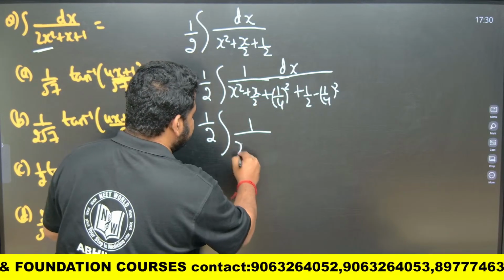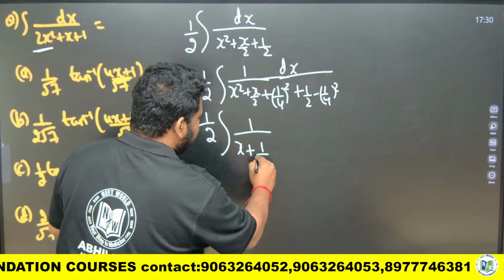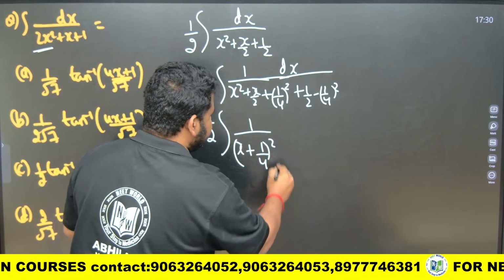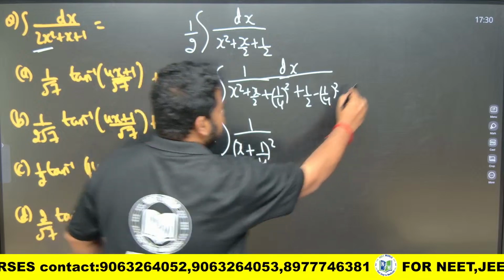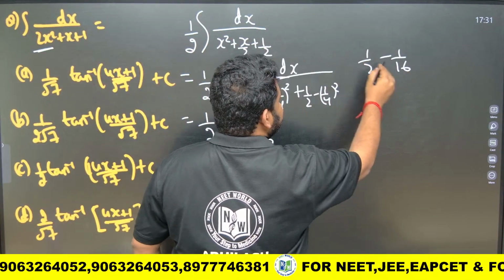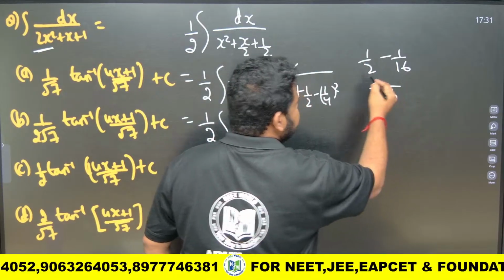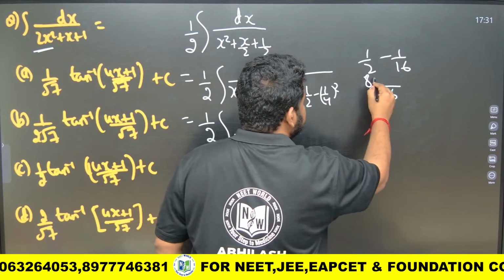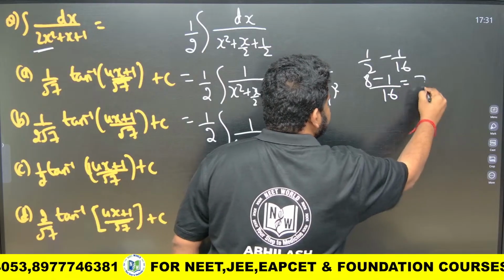That I can write as x plus 1 by 4 whole square. And this half minus 1 by 16, what will I get? The LCM is 16, so 8 minus 1 gives 7 by 16.